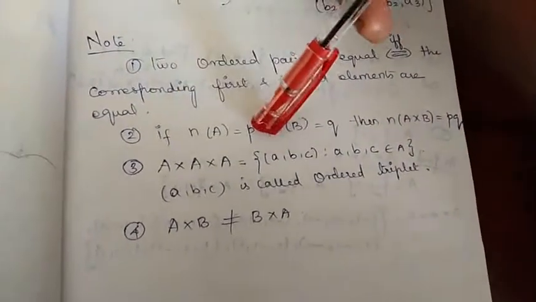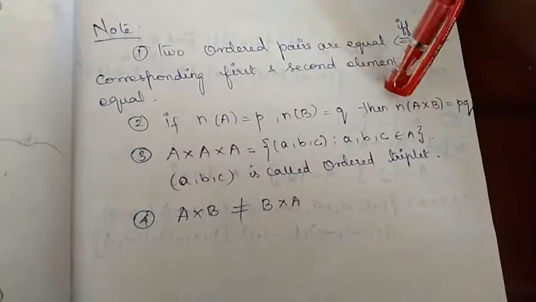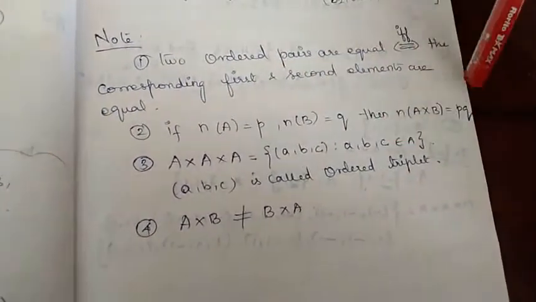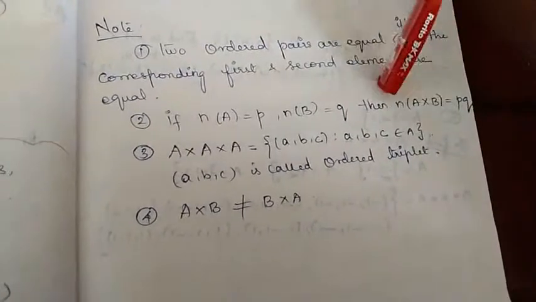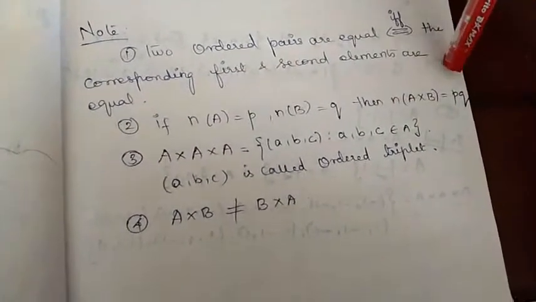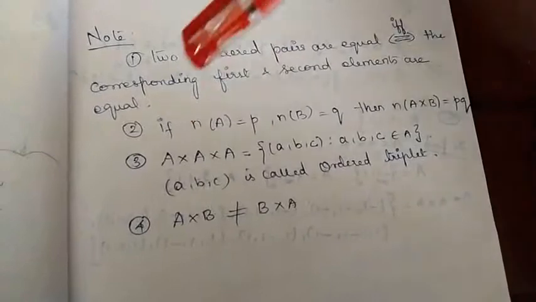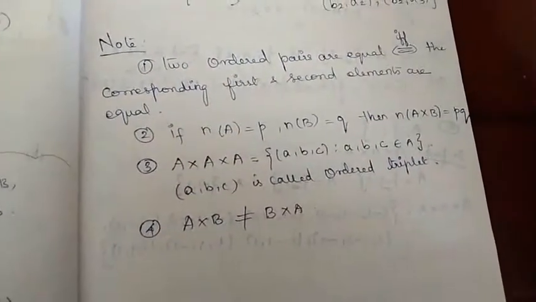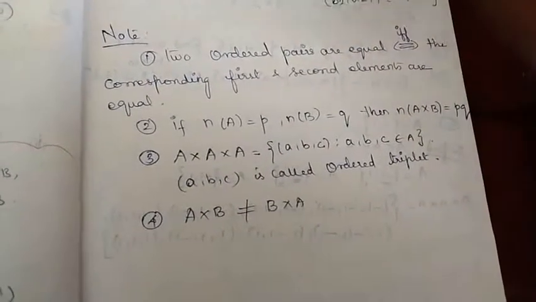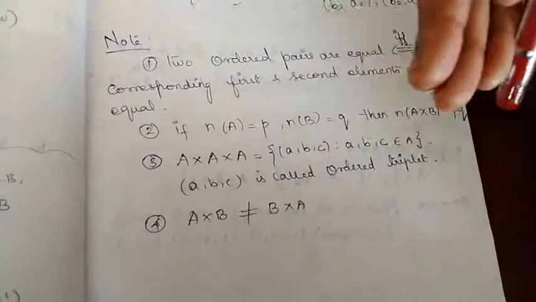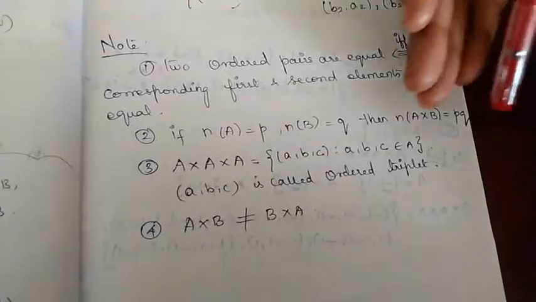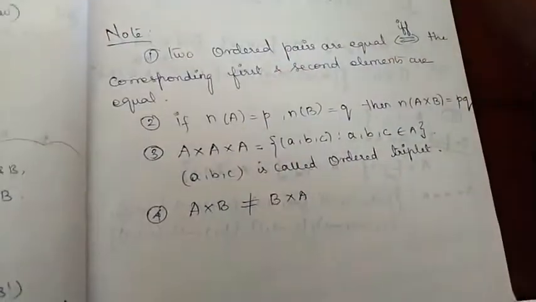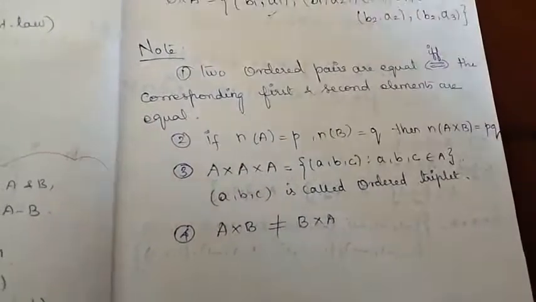Okay. If n(A) is p and n(B) is q, then what is n(A cross B)? It is going to be p into q. So how many ordered pairs will be there in the Cartesian product of two sets? p into q. Then what will be the Cartesian product of three sets? It's like a triplet. Here we call it an ordered pair, there it is going to be an ordered triplet. Here pair, there it is triplet. Right. So A cross B is not equal to B cross A, as I told you now.